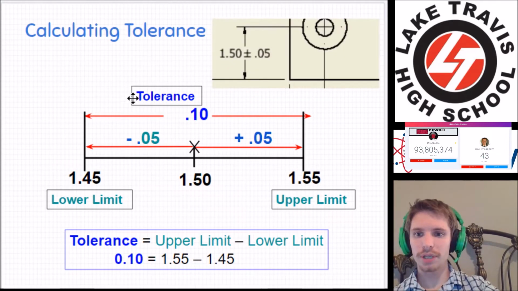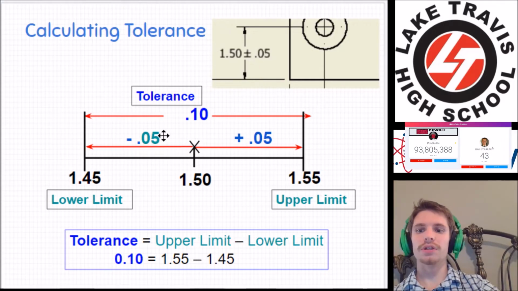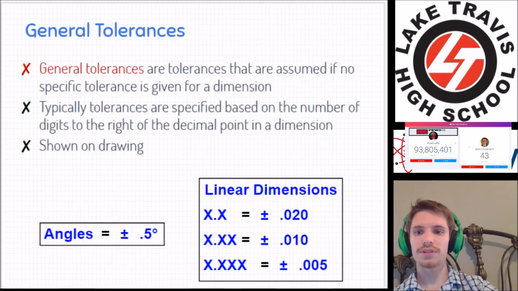The tolerance here is equal to the positive variance. Okay, here's a good picture of all of it put together. If you have a plus or minus 5/100ths, 0.05, the negative variance is 0.05, the positive variance is 0.05, the lower limit is 1.45, the upper limit is 1.55, and you can subtract the two and get tolerance. You can also add the absolute value of the positive variance and the negative variance to get the same thing, 1/10 of an inch.